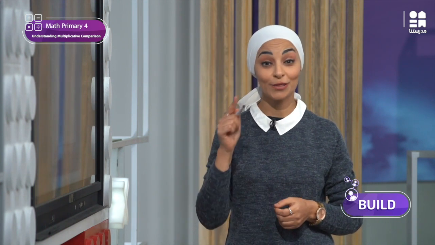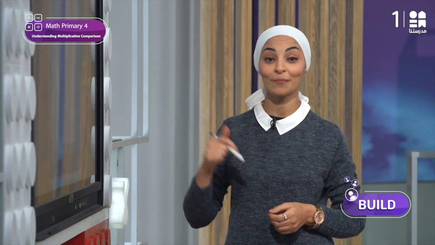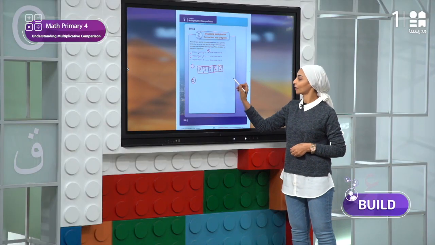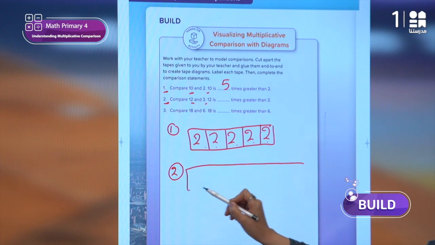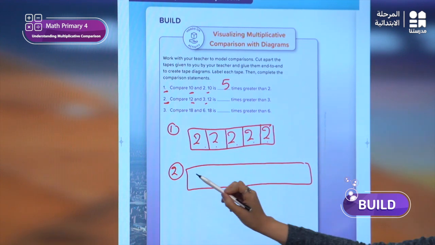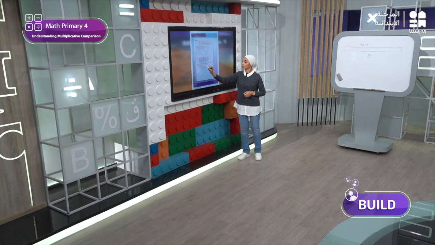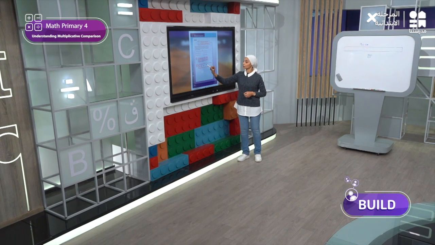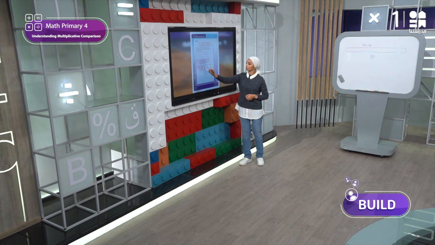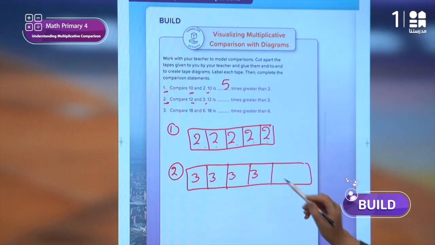We can explain this using the tape diagram as follows. تعالوا بقى number 2 هنرسم ال tape diagram بتاعنا. نرسم tape diagram. طب أنا عايزة أعرف إيه؟ عايزة أعرف ال 12 دي فيها كام 3. تعالوا كده نشوف. 3 plus 3 is 6, plus 3 is 9, plus 3 is 12, right؟ يبقى I will divide it into just 4.